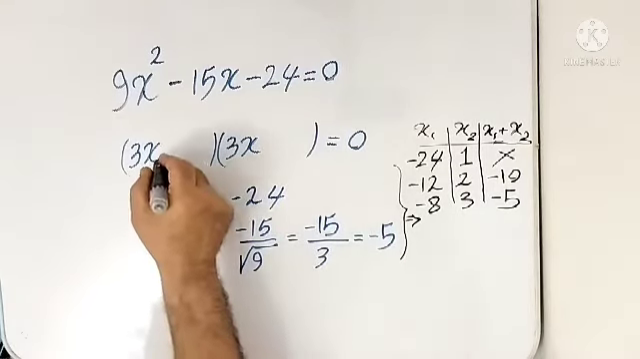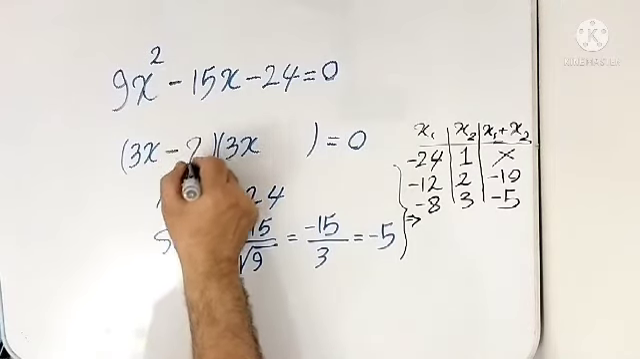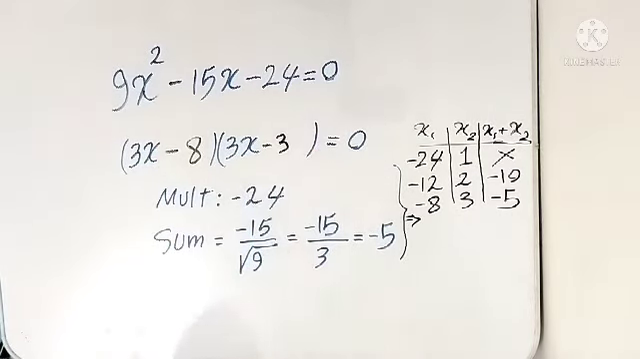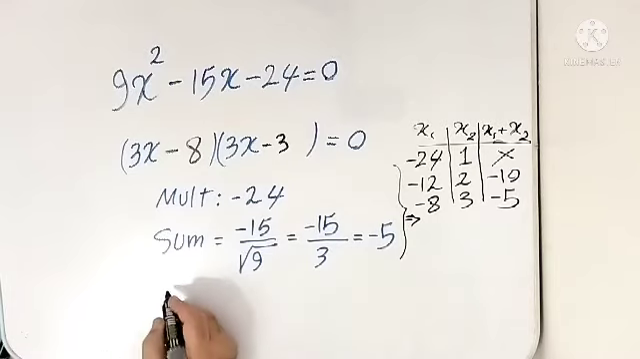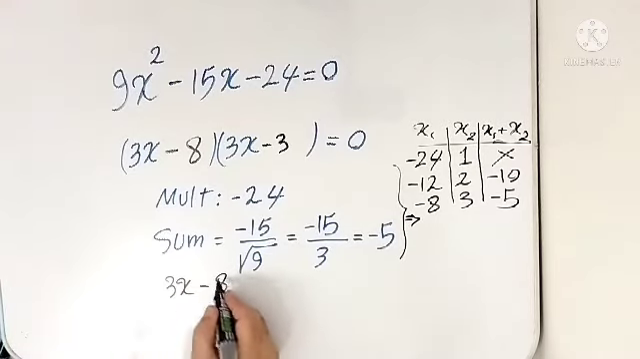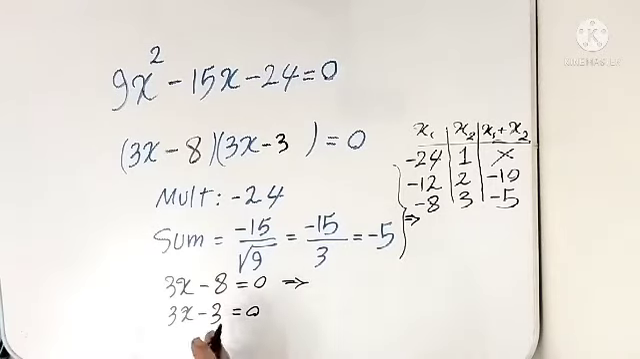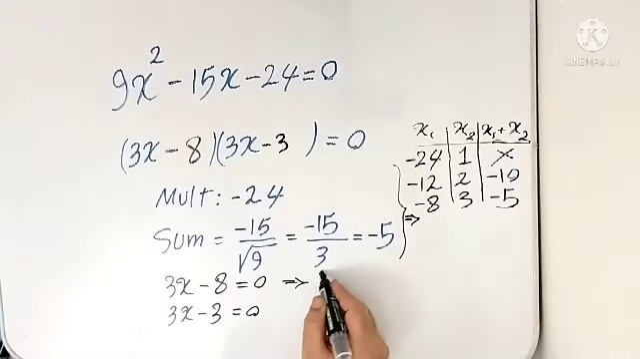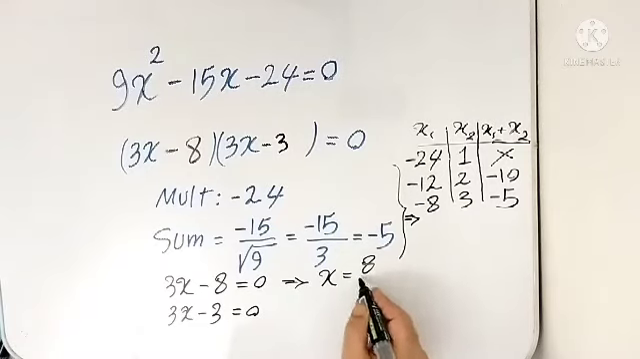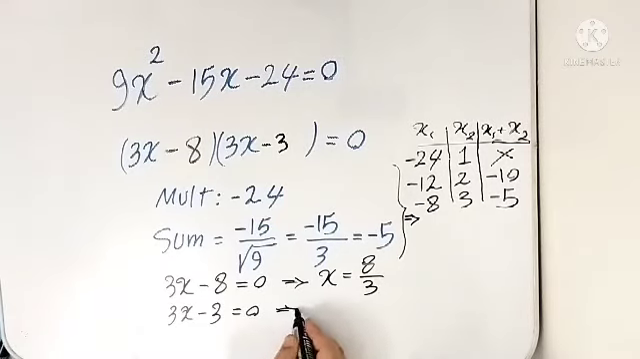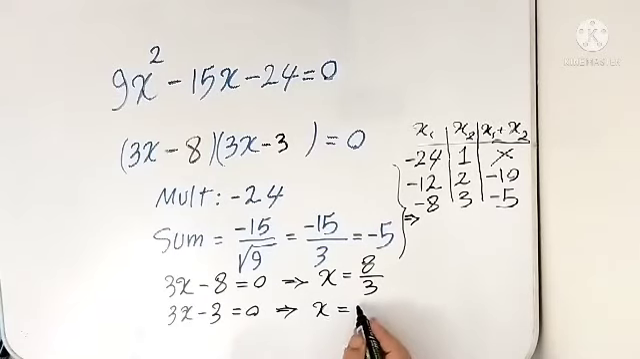We must put these numbers into parentheses and set each of these parentheses equal to 0. From the first equation, the result is x equals 8 divided by 3, and from the second equation, the result is x equals 1.